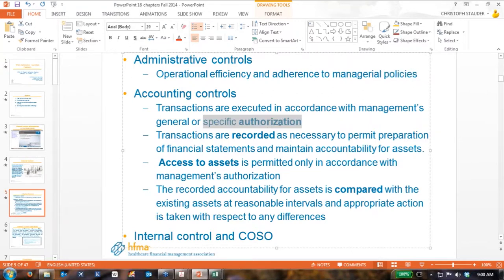First of all, they have to be authorized. In other words, unauthorized transactions should not occur in an organization. What that means, for instance, is that a business office collector can't write off a neighbor's balance without authorization. Second, transactions are recorded. So nothing occurs off the books, but everything that happens is recorded. Access to assets is a third principle of transaction controls, and that means that incompatible duties are not performed by the same person. And then lastly, every once in a while you do an audit.